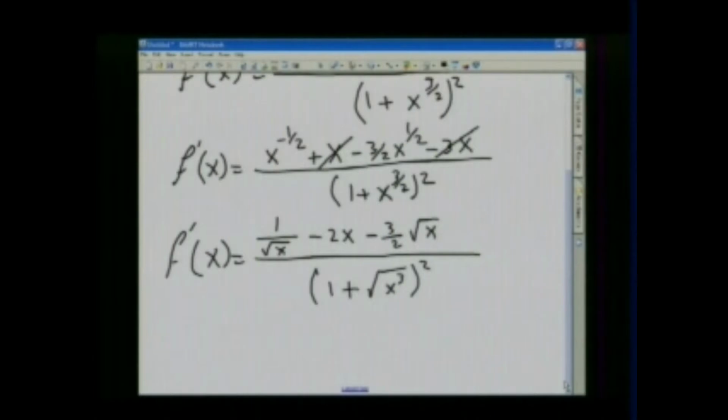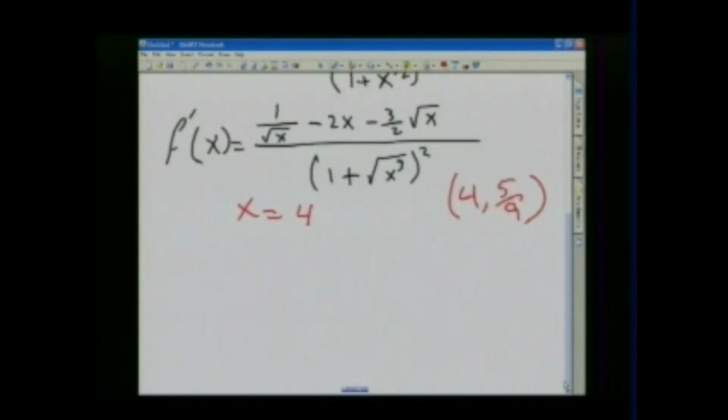Now, if I want to find the slope at the specific place, which means at x equal to 4, remember we wanted for 4 and 5/9. If I wanted at x equal to 4, all I have to do is to evaluate this f prime function at x of 4. So every place I have x, I put in 4.